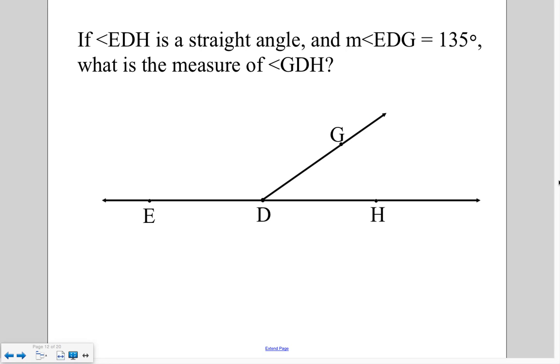All right, if EDH is a straight angle, meaning it's 180 degrees, and the measure of EDG is 135, what is the measure of GDH? Same thing, 180 minus 135 should give us a 45 degree angle for GDH.